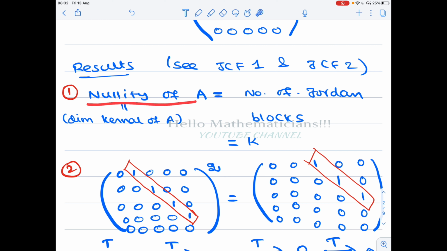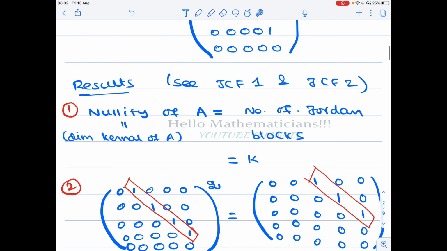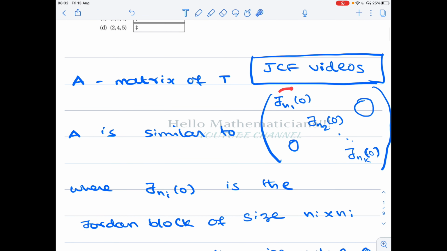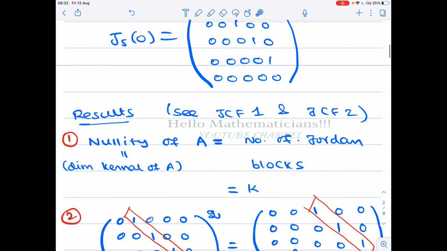So the nullity of A is equal to the number of Jordan blocks. That is our first result. For example, if there are k Jordan blocks here, that means that for this matrix A, the nullity is k.